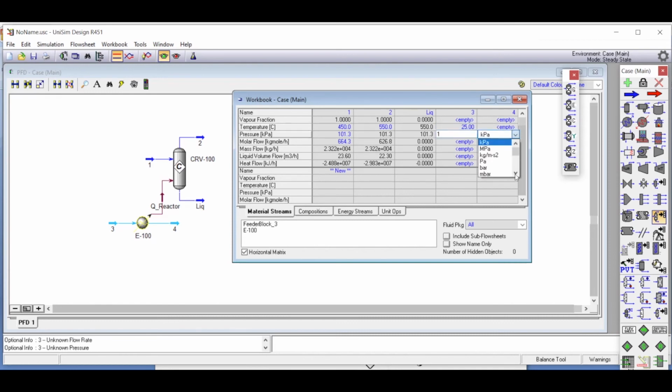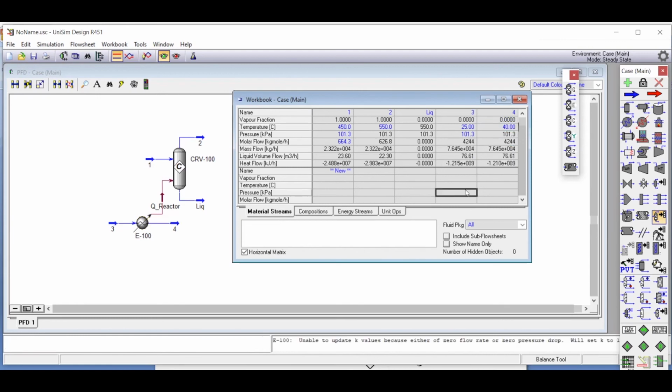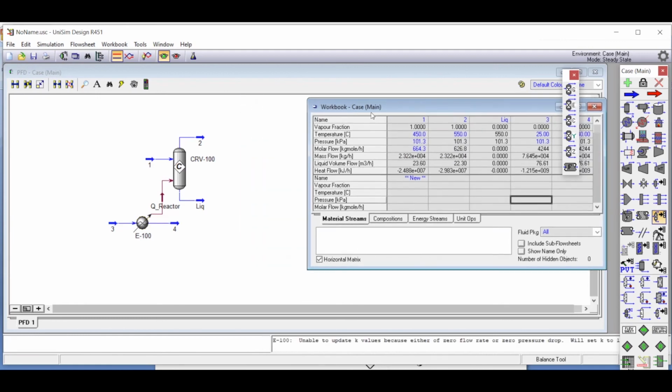So you put here 1 atmosphere pressure, and you don't have to put the flow rate, because it will automatically calculate the flow rate that would be required to keep the product temperature coming out at 550 degrees Celsius. So here the outgoing temperature would be 40 degrees Celsius. The moment you do that, you see all the streams have turned blue.